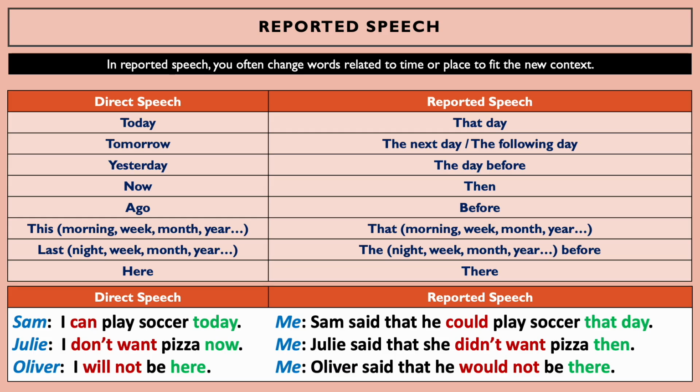For example, I can play soccer today. Sam said that he could play soccer that day. I don't want pizza now. Julie said that she didn't want pizza then. I will not be here. Oliver said that he would not be there.